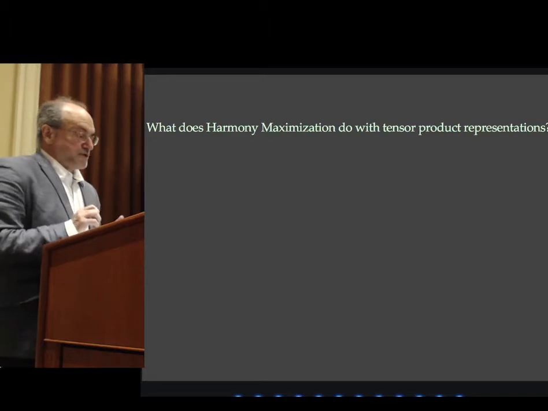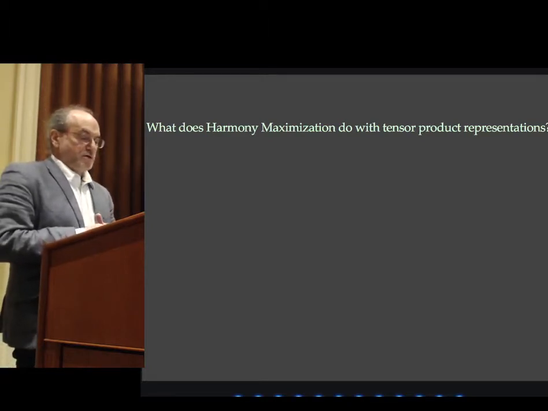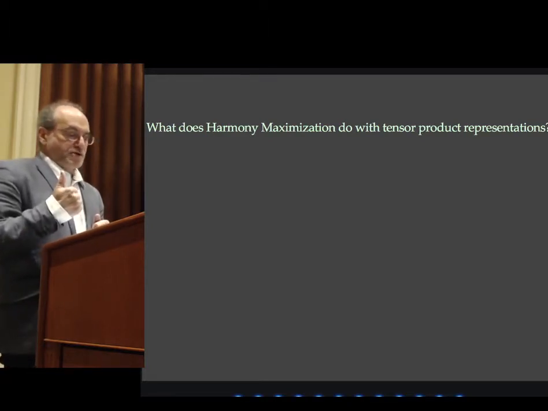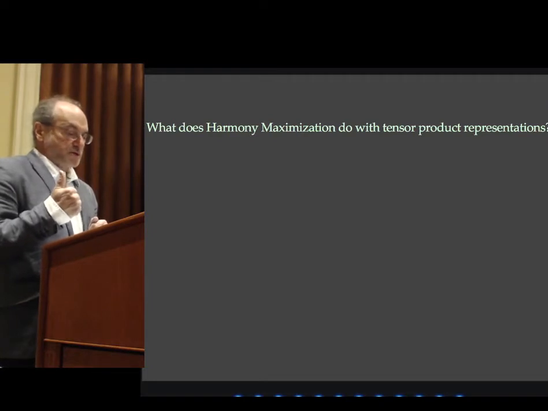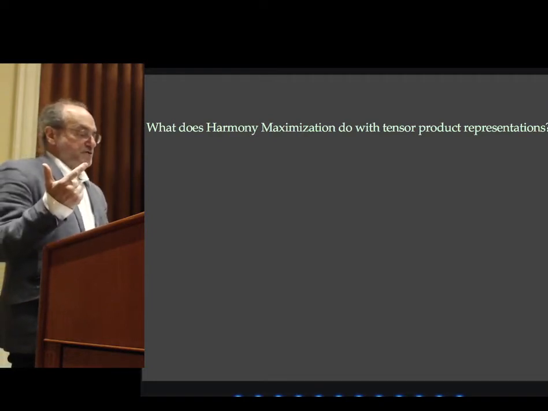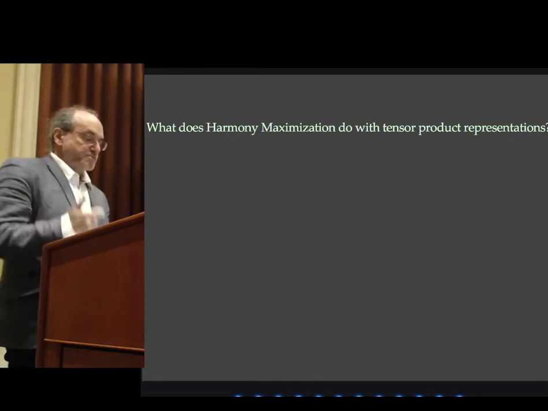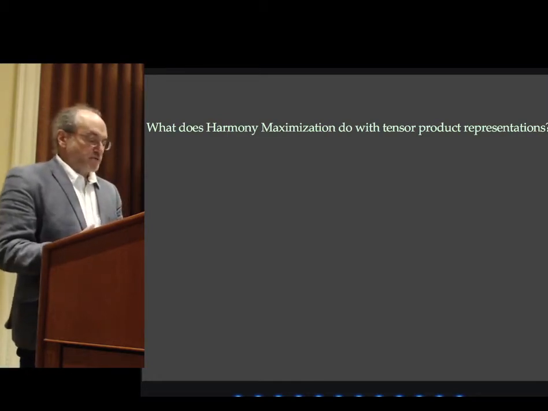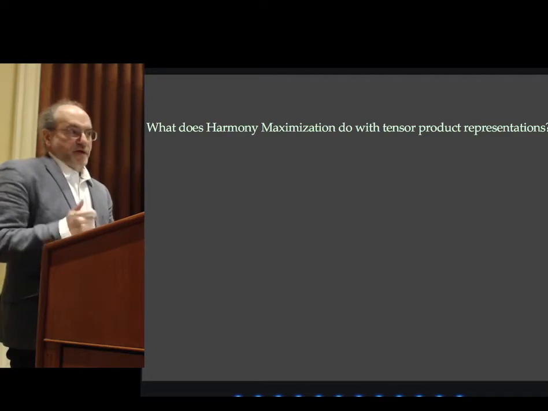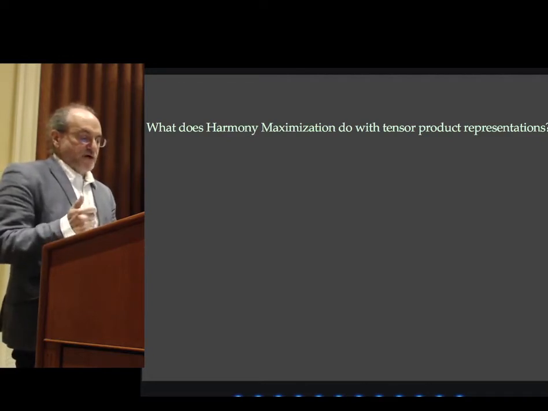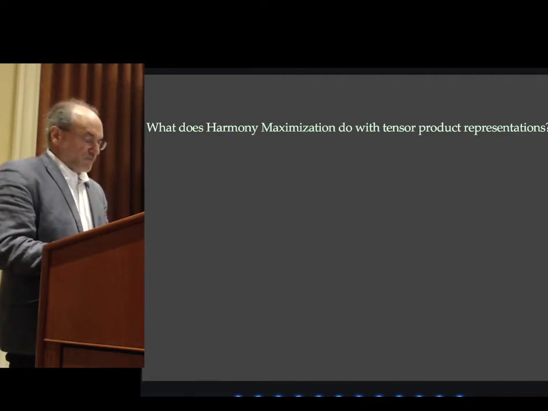Now we'll put together our two results so far, that symbol structures can be realized in neural activation patterns as TPRs, and that there is a well-formedness measure over activation patterns, harmony, and ask, what does harmony maximization do with tensor product representations? The answer is, it allows us to define the harmony of symbol structures.